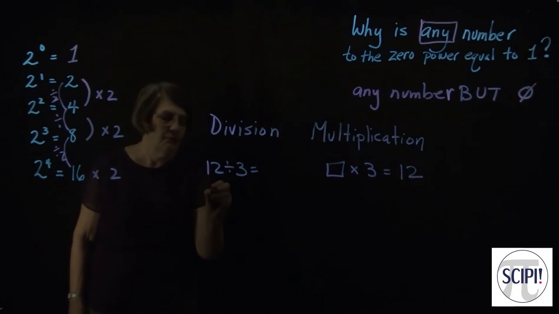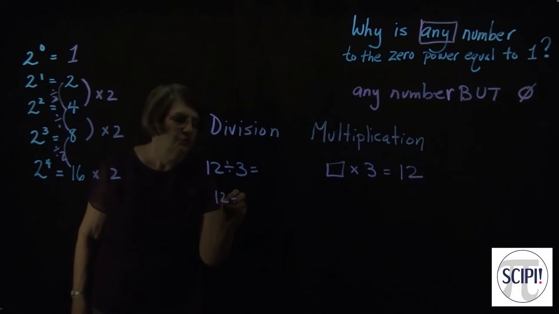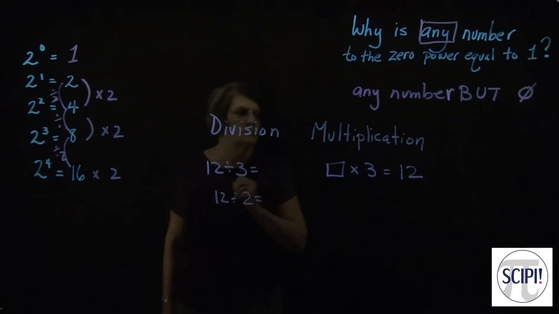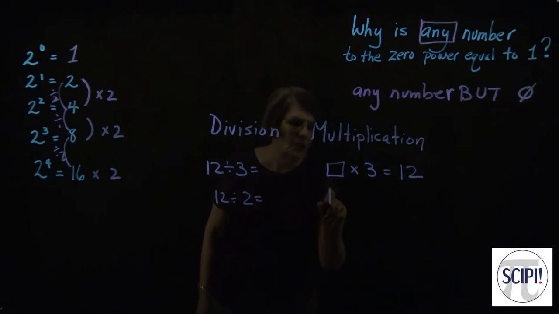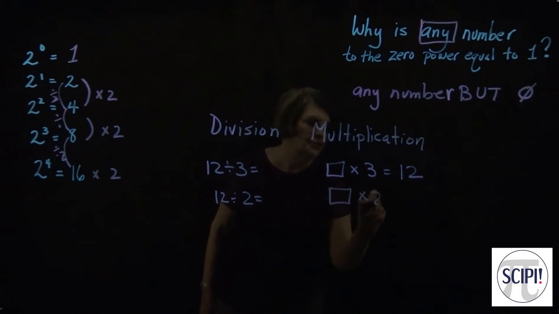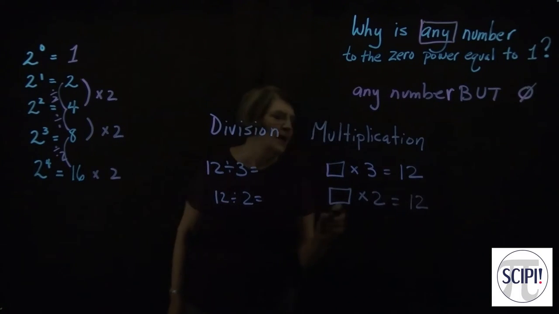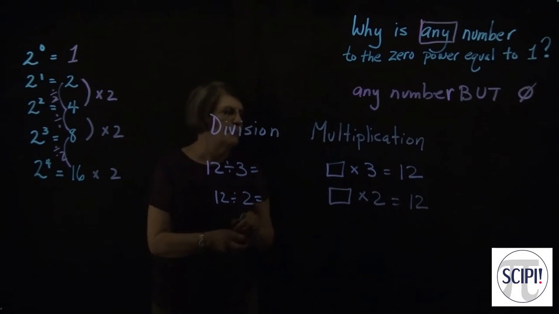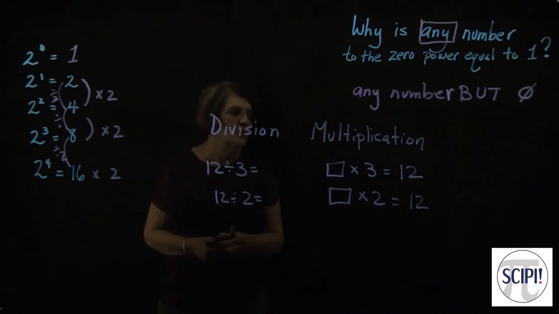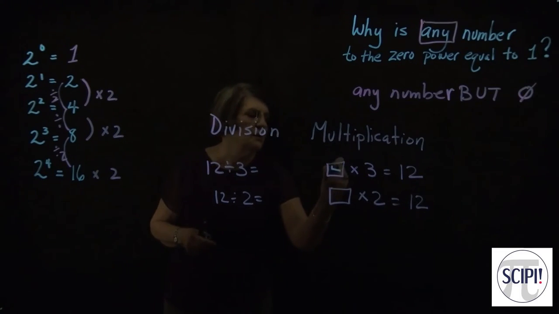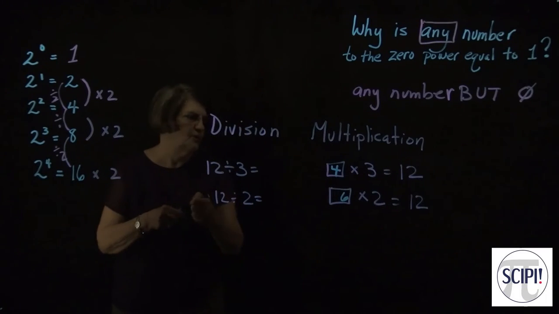Let's put this up. 12 divided by 2. What does that mean? Good. All right. What times 2 gives me 12? And of course you can see right away that both of these have an answer. We know that 4 times 3 is 12, and we know that 6 times 2 is 12.